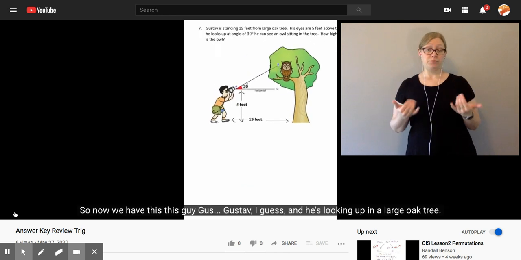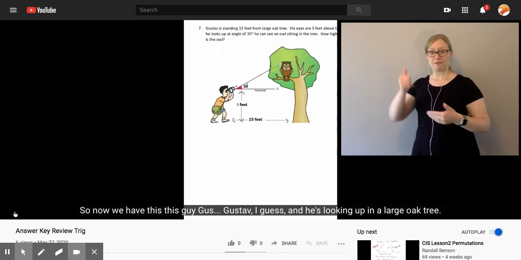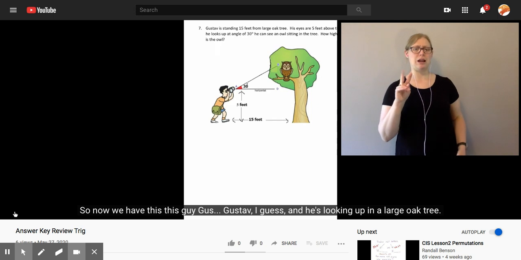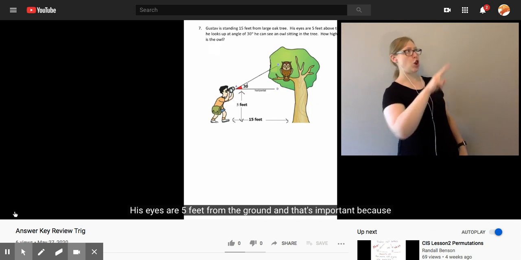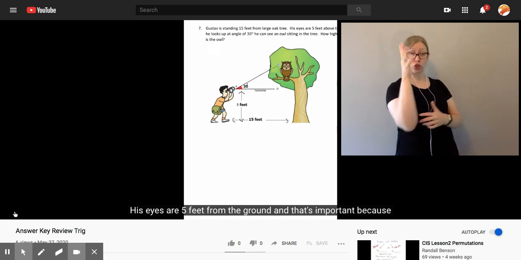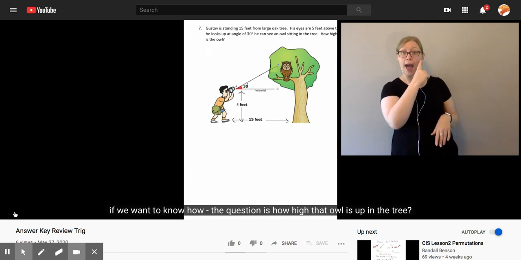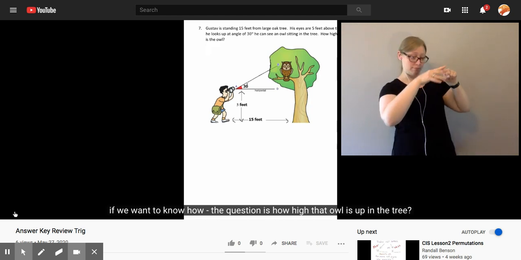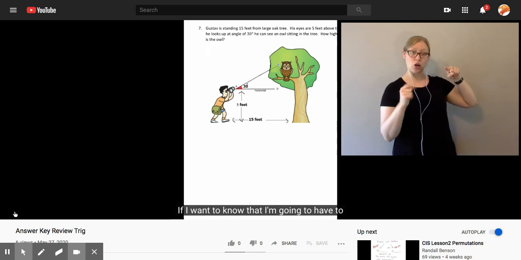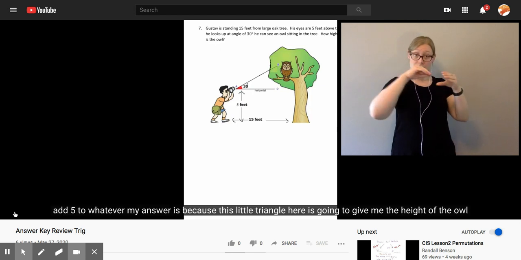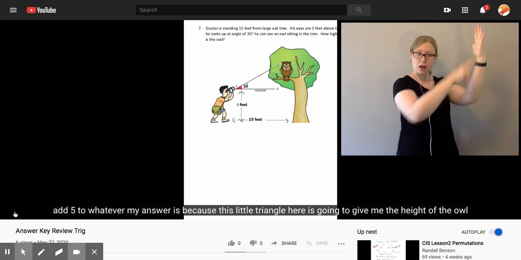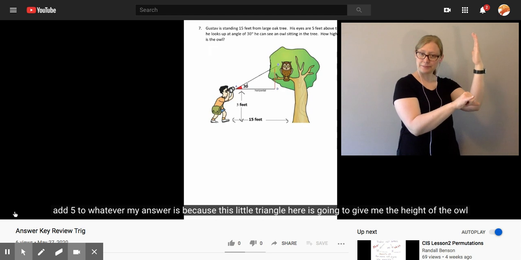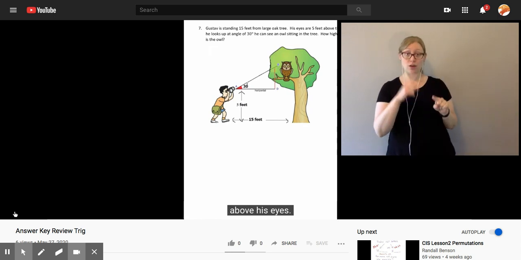So now we have this guy, Gustav, I guess, and he's looking up in a large oak tree. His eyes are 5 feet from the ground. And that's important because the question is how high that owl is up in the tree. If I want to know that, I'm going to have to add 5 to whatever my answer is, because this little triangle here is going to give me the height of the owl above his eyes.